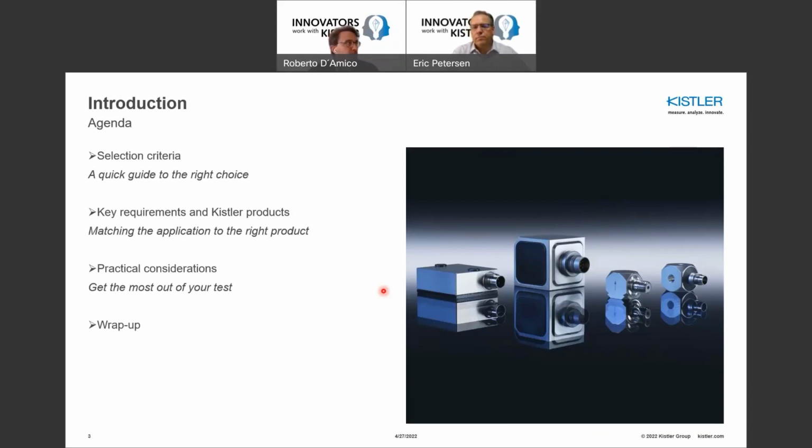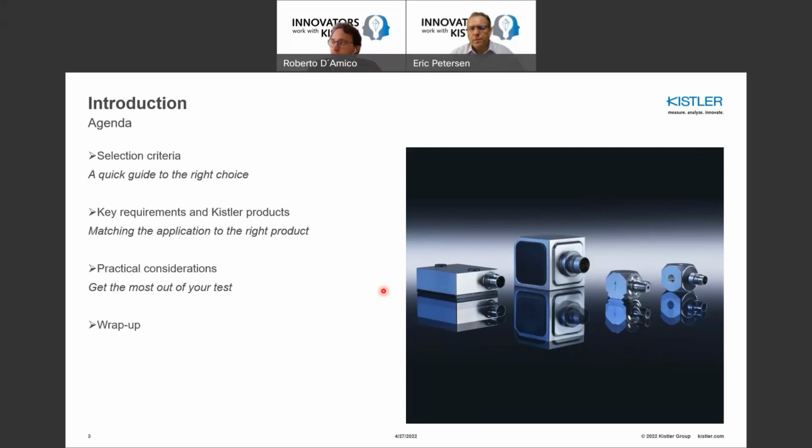We'll have a look at the main applications, excluding crash at this time for automotive, although we also have products in that area. I will match the applications with the Kistler products, so with the Kistler accelerometers, so that you have an idea of the type of products you can use for such conditions. And then finally, I included a small bonus section: practical considerations.